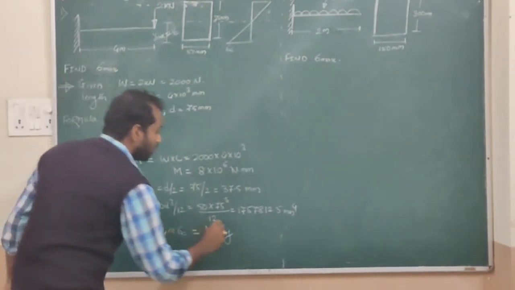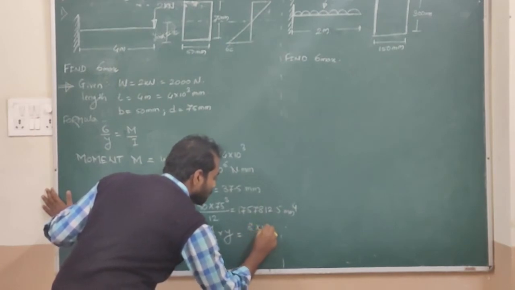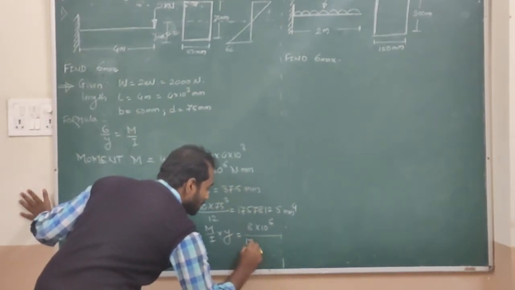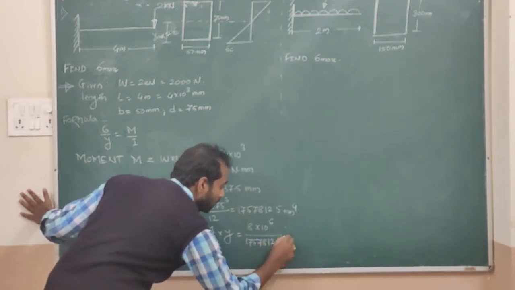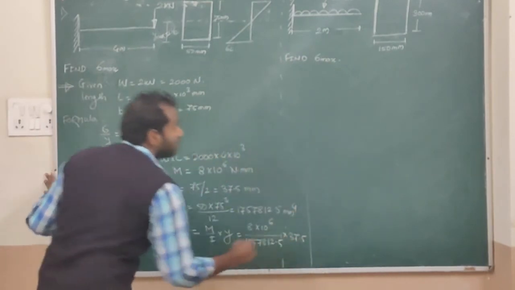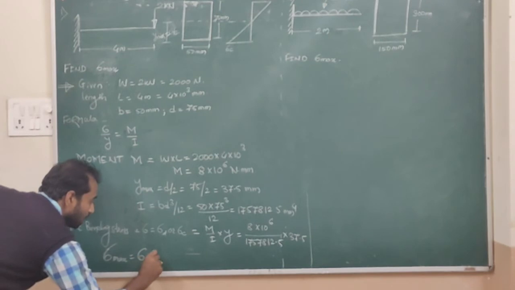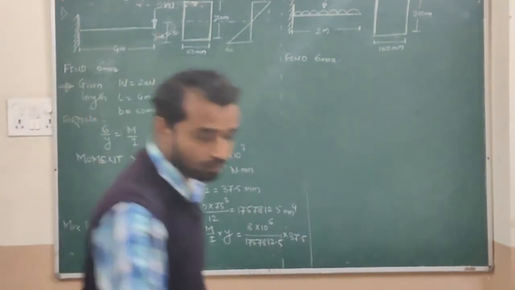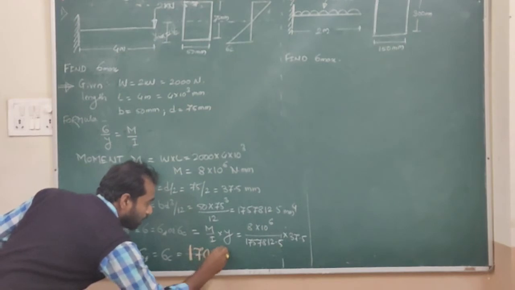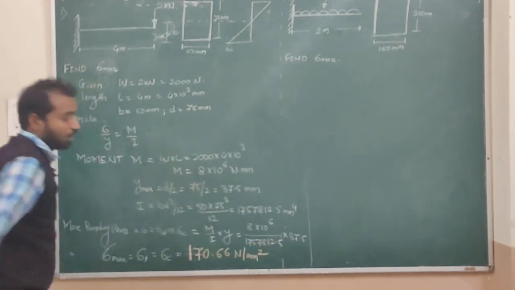Okay, now just put the value. When you put the given values, moment it is 8 into 10 raised to the power 6. The value of moment of inertia, it is 175,7812.5, into the value of d, it is 37.5. So in this case you will get sigma max, which is equal to sigma t and equal to sigma c, as 170.66. स्ट्रेस है इसलिए यूनिट विल बी न्यूटन पर mm square.